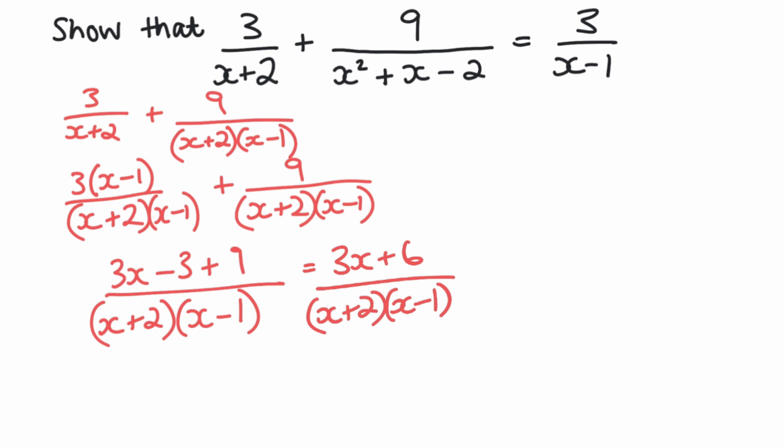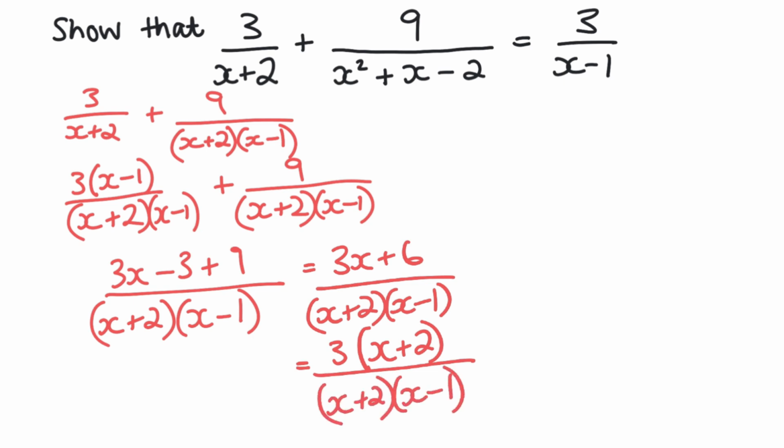We can take 3 out as a factor. So we've got 3 times x plus 2 on the top divided by x plus 2 times x minus 1. So now because we've got a bracket on the top and the bottom of the fraction of x plus 2, we can cancel those out because anything times x plus 2 divided by x plus 2 is the number it started at. And that gives us 3 divided by x minus 1, which was the fraction that we were aiming for.